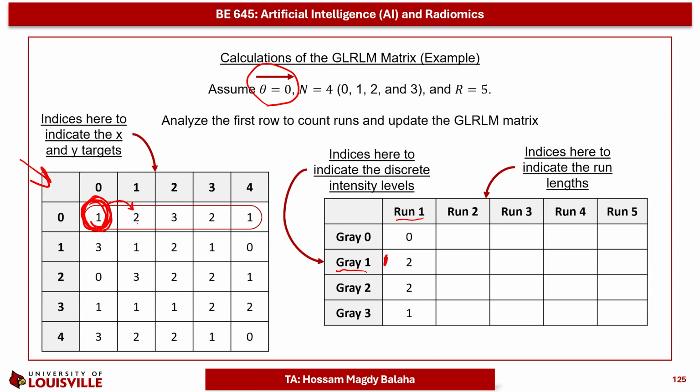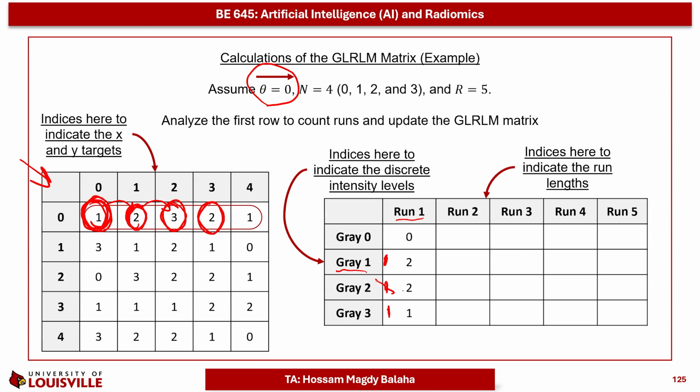Then move to the second pixel, which is 2. Let's check the next pixel, which is 3. So in this case, we have also a gray level of 2 with a run of 1. So we will fill this place by 1. The same for 3. Its next pixel is 2, which is different. So we will fill this value by 1. The same for 2. Its next pixel is 1, which is different. So we will increment the gray level of 2.